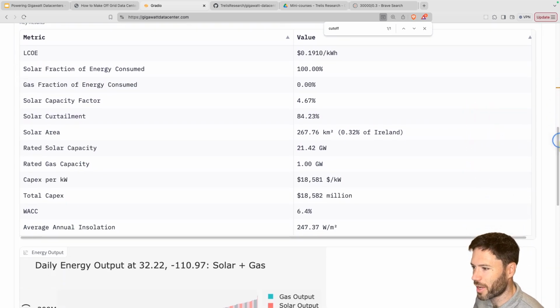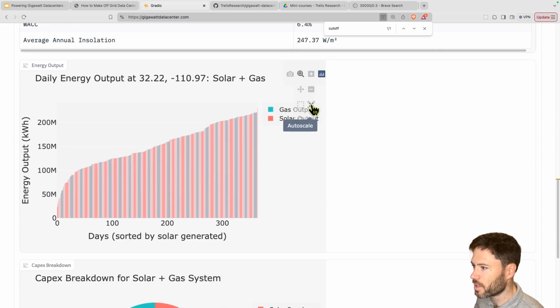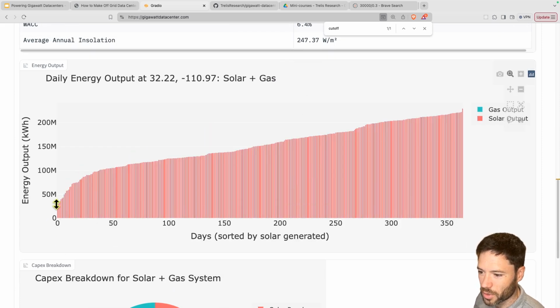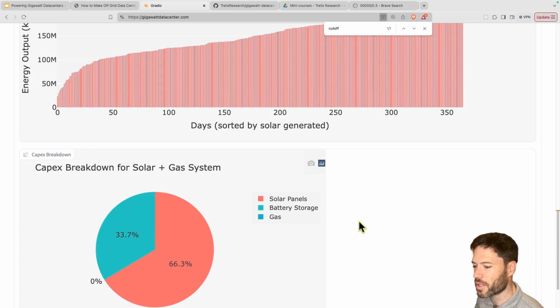You'll notice, however, that we're really overbuilding the system. So for every gigawatt of rated capacity, we're building 21 gigawatts of solar power, which is going to cover the area equivalent to 0.3% of Ireland. The capex per kilowatt is going to be really high because we're sizing it for the lowest day of sun around the year. And this is the plot here. So you can see we're sizing according to this lowest day of capacity of the year, which means we're very oversized for the rest of the year.